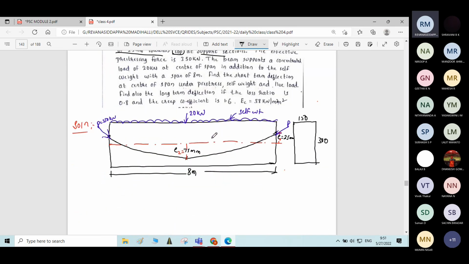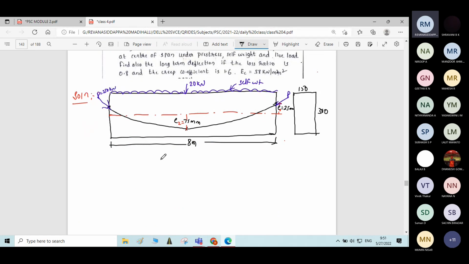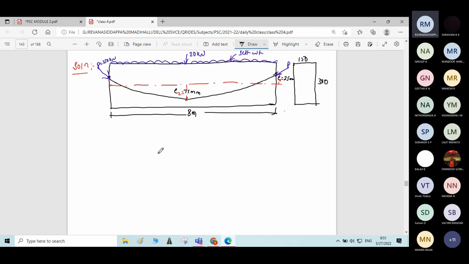Before going to solve the problem, find some basic properties of the beam, that is moment of inertia and dead load of the beam. Then we will proceed with finding deflection due to dead load, live load and the pre-stress, and long-term deflection. First find moment of inertia. Ixx is equal to, it is a rectangle, formula is BD cube by 12. B is 150 into 300 cube divided by 12.